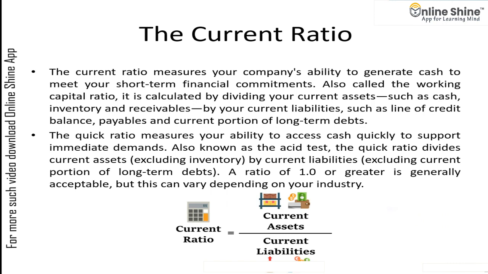But to know more, let's understand the definition. The current ratio measures your company's ability to generate cash to meet your short-term financial commitments, also called the working capital ratio. So the current ratio is also called the working capital ratio. It is calculated by dividing your current assets, such as cash, inventory and receivables, by your current liabilities, such as line of credit balance, payables, and current portion of long-term debts. The quick ratio measures your ability to access cash quickly to support immediate demands. Also known as the asset test, which we have seen before, the quick ratio divides current assets by current liabilities.